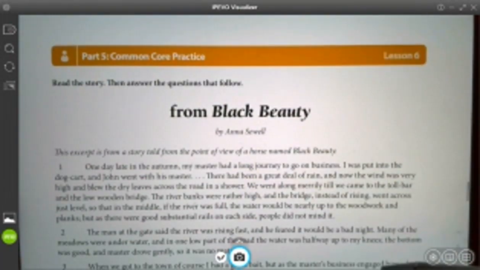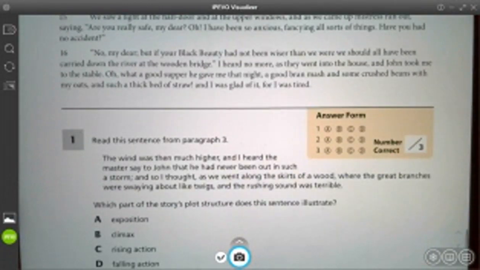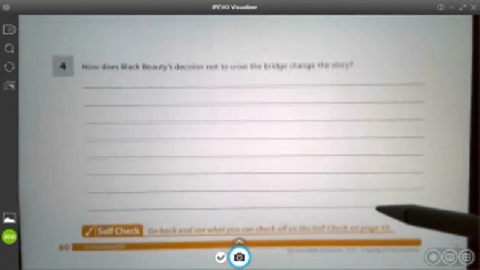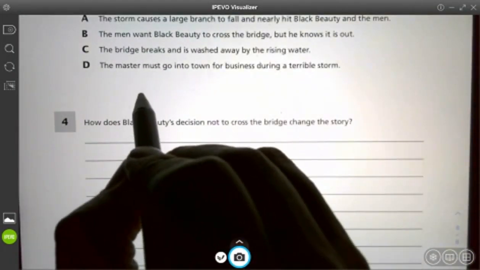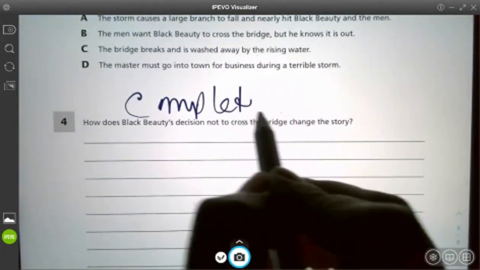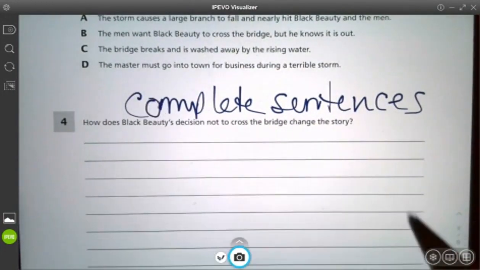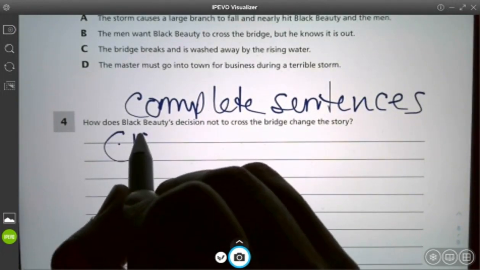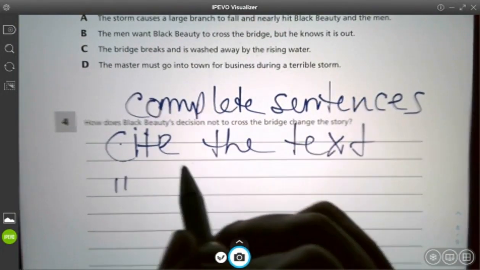The second story that you're going to work on is from Black Beauty. So you're going to read that. It's an excerpt from Black Beauty. And then you have some questions to answer for that one that have to do with the plot. And there's 4 questions with that one. So don't forget to write your answers in complete sentences and fully answer. If you want full credit, you need to cite the text. Remember what that means. That means using quotations.